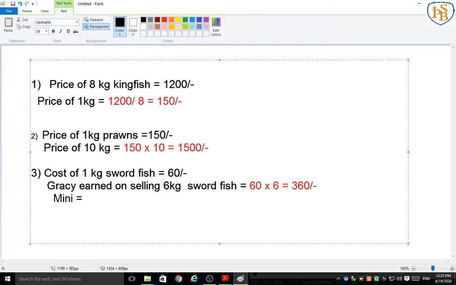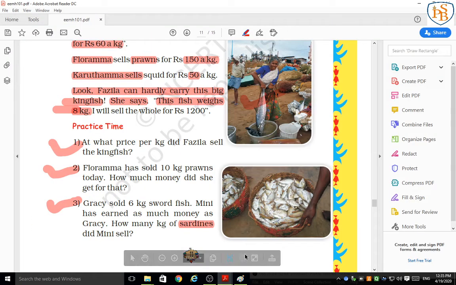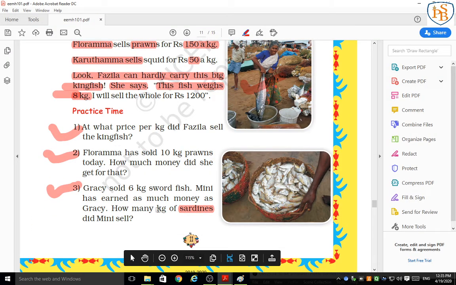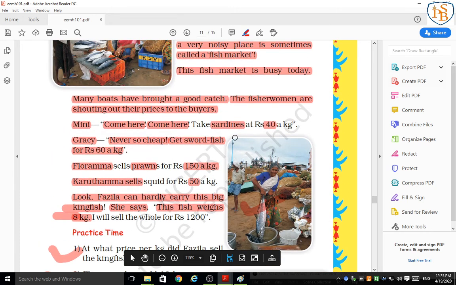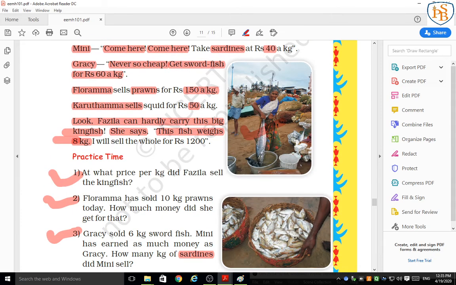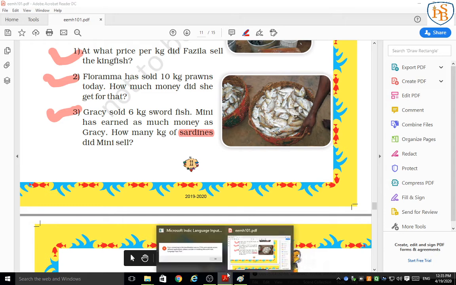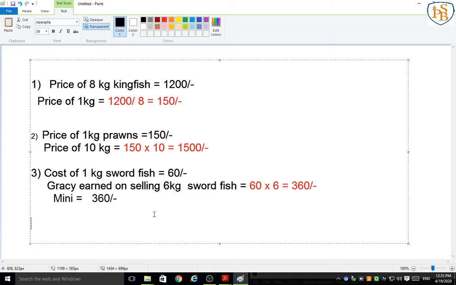Mini also on rupees 360. Now, the quantity of sardines, the question is, how many kilograms of sardines did Mini sell? Now we have to find out the sardines, the small fish. Small fish, we can take at only rupees 40 per kg. 1 kg of sardines we can buy for only rupees 40.